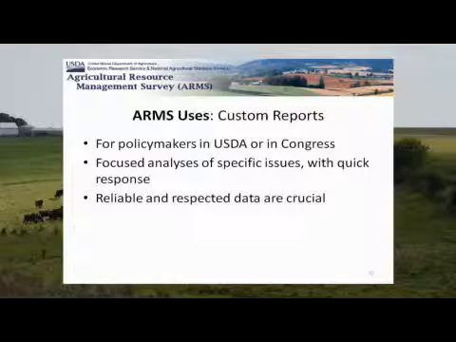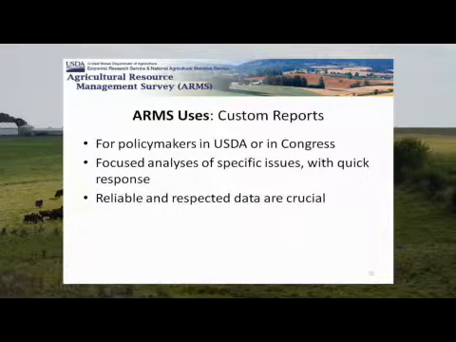Now, all right, those are our two major areas of research reports that I wanted to talk about. We also do a series of custom reports with ARMS, that is, directly for policymakers in USDA or in Congress. We don't release those reports, although sometimes if we think it is an important and widespread question, we may generate one of our public reports out of that. It's generally a very focused analysis of specific issues with a very quick response. Reliable and respected data are crucial to doing these analyses and crucial for the confidence that policymakers have in this when they ask us to do these analyses.